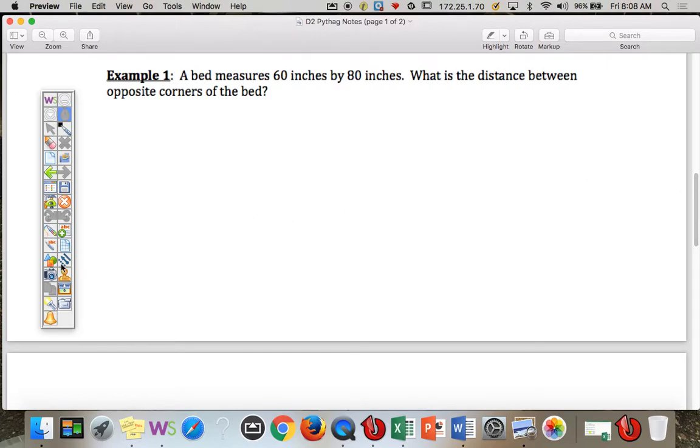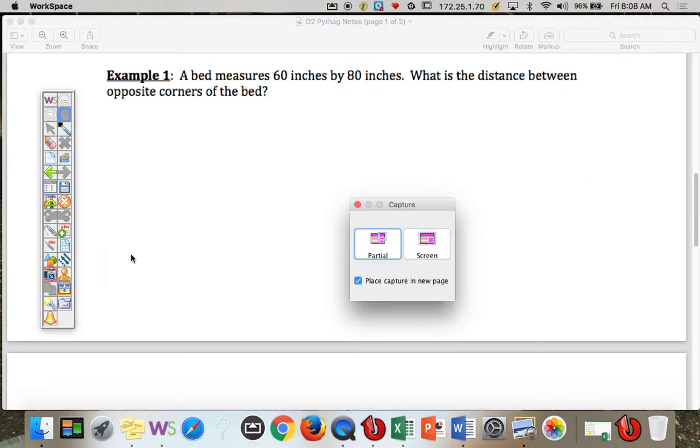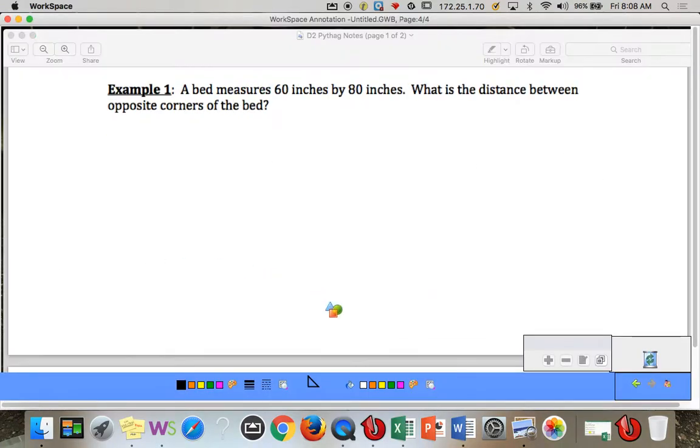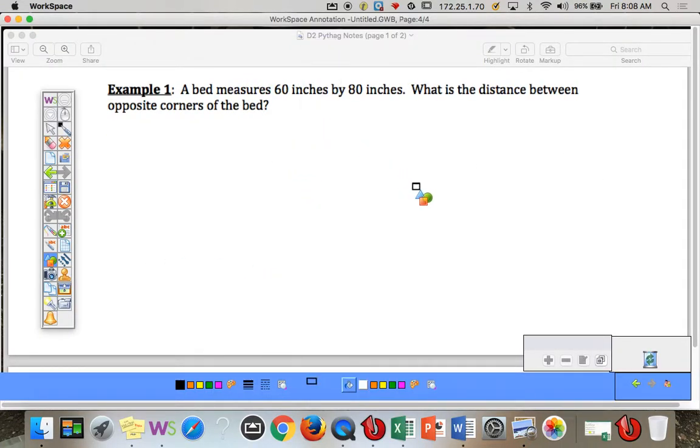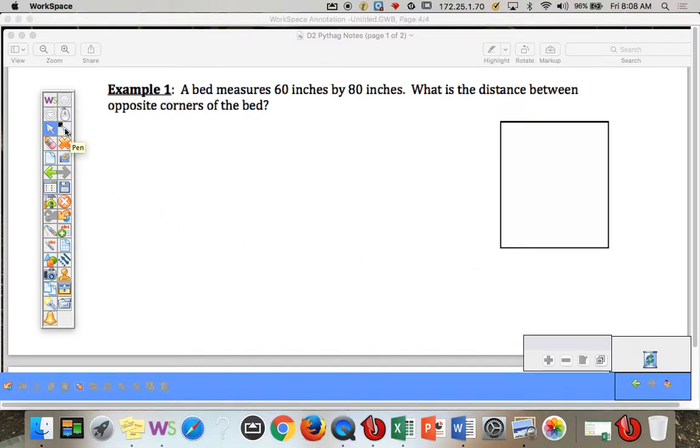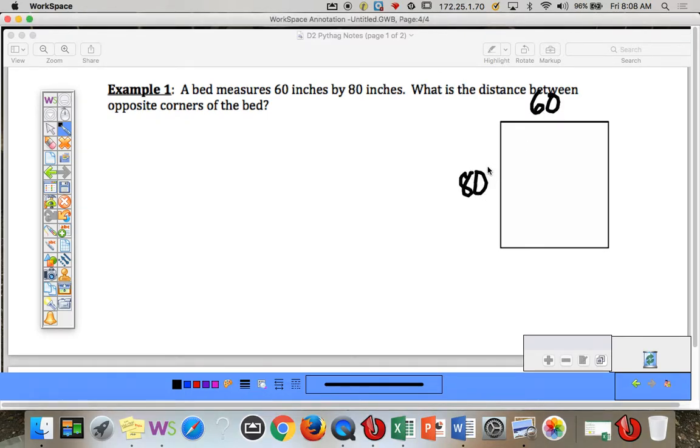A bed measures 60 inches by 80 inches. So I'm going to assume it's rectangular. Let's draw this out. Okay. So you have 60 by 80 inches. What is the distance between the opposite corners of the bed? Okay. So here's what we want. Notice we have a right angle right here. So we have a right triangle. So let's figure out the distance between the opposite corners of the bed.